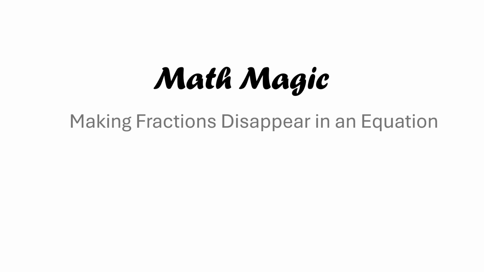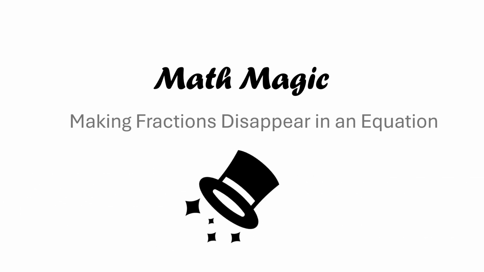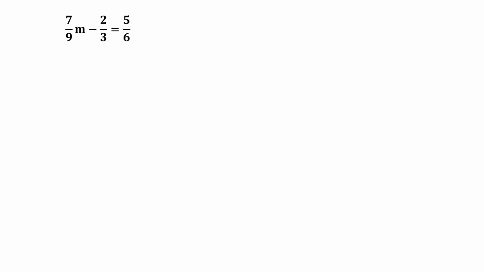With a little math magic, I'm going to make some fractions disappear in an equation. So here's our first problem. We have 7/9 m minus 2/3 equals 5/6. The first thing I'm going to do is to find a common denominator.